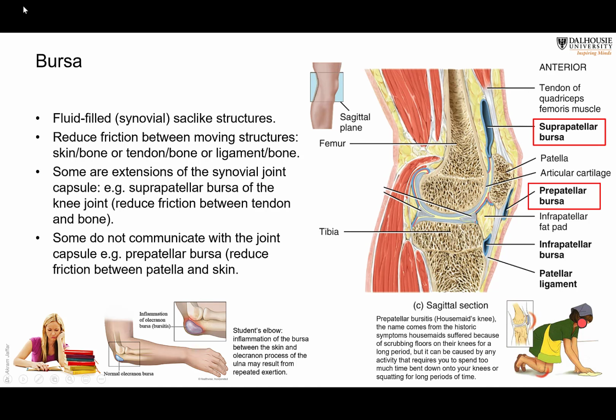Another example of a bursa that reduces friction between skin and bone is the bursa which is located behind the elbow, between the skin of the elbow and the olecranon process of the ulna. And this gets inflamed mostly in students, because of the friction. And so that's why inflammation of this bursa gives rise to a clinical condition called student's elbow. It does not communicate with the cavity of the elbow joint. So the inflammation is not transmitted to inflammation of the elbow. It's only in the bursa.